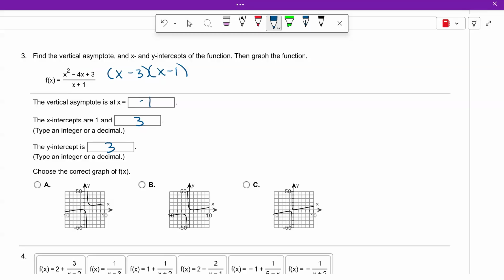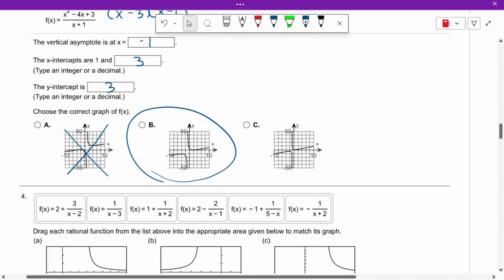So this is an example of a slant asymptote problem, where we have a higher power in the numerator than the denominator. So we have a vertical asymptote at x equals negative 1, so it's not this one. It's one of these two. I have x-intercepts at 1 and 3, so it crosses at 1 and 3. It's really hard to tell here. And a y-intercept at 3. Again, really hard to tell. I'm kind of thinking it's B. I'd have to zoom in to see which one works.